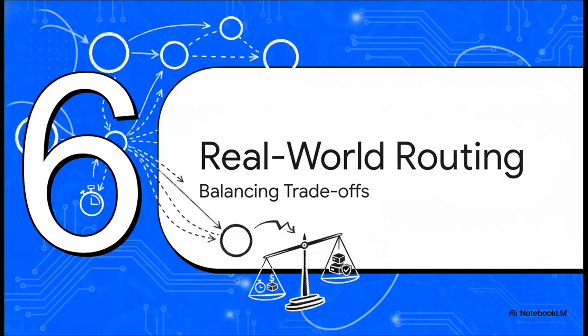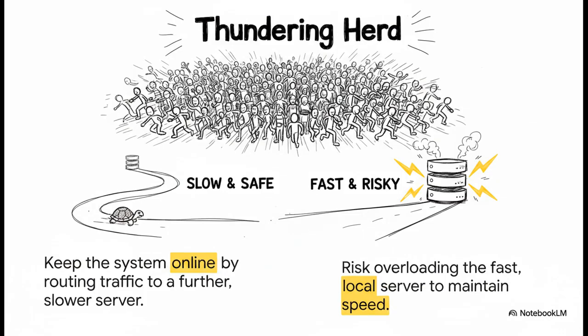Section 6. Real-world routing and trade-offs. Balancing trade-offs. Let's bring this down to reality for a second. Engineers are playing a high-stakes balancing act every single day. They are constantly prioritizing between keeping the system available and keeping network latency low.